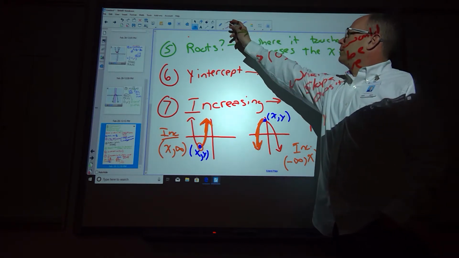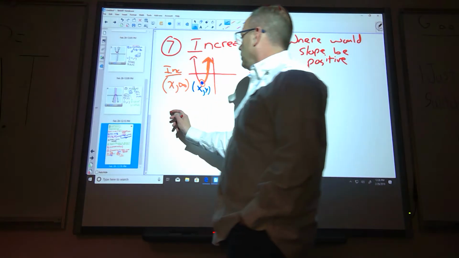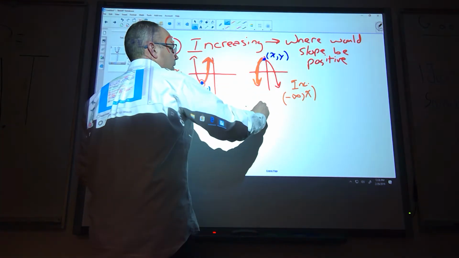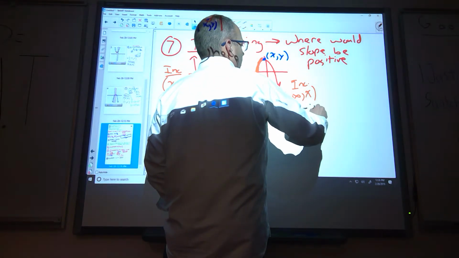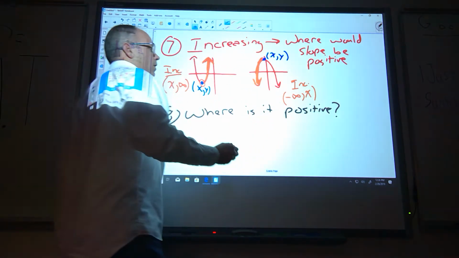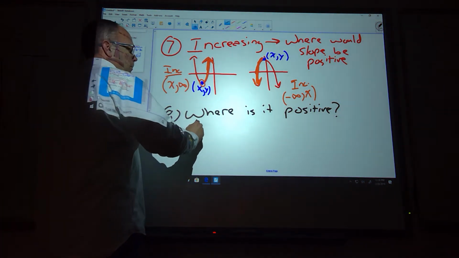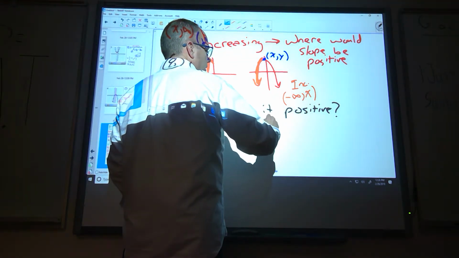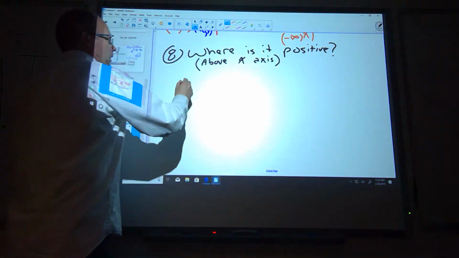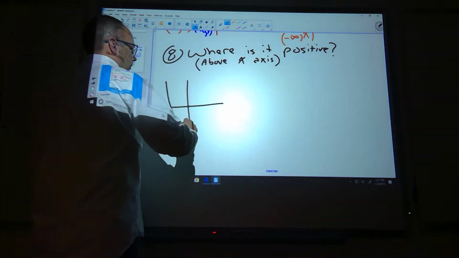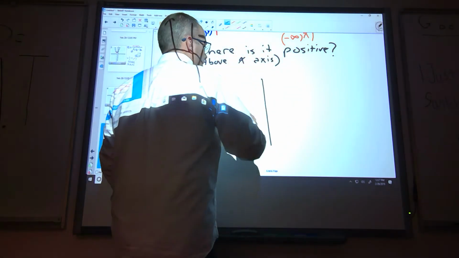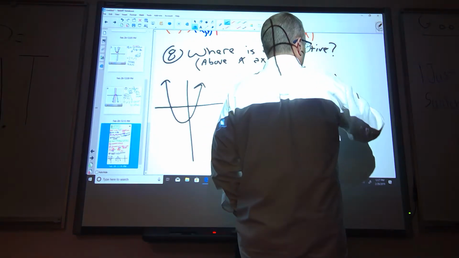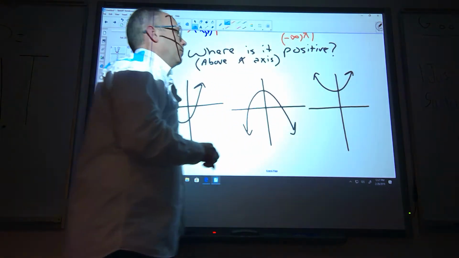We've also talked about where the graph is positive. Okay? Where is it positive? And that means above the x-axis. So let's just draw a couple of situations here. Here. Those are all good representations.